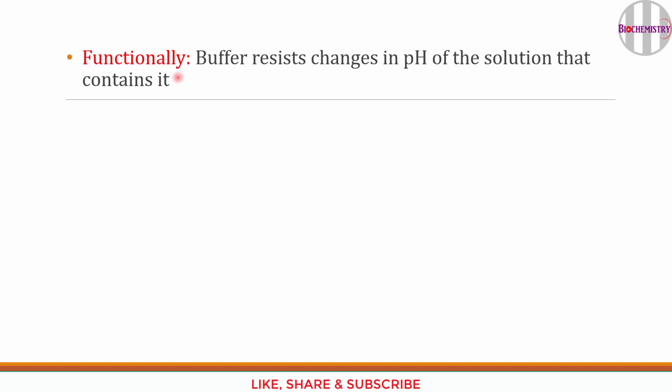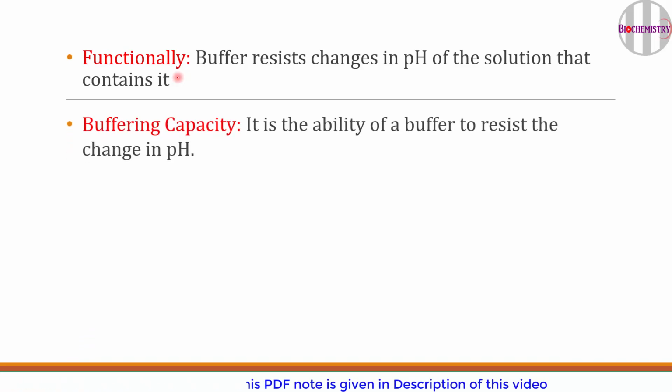Here I would like to specify one word, that is known as buffering capacity. Buffering capacity, its literal meaning, is the ability of a buffer to resist changes in the pH. Now buffering capacity is dependent on two factors.